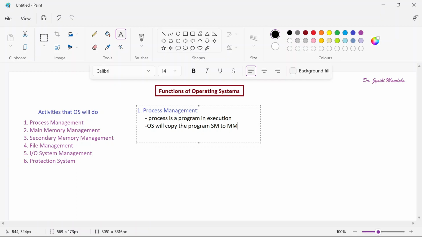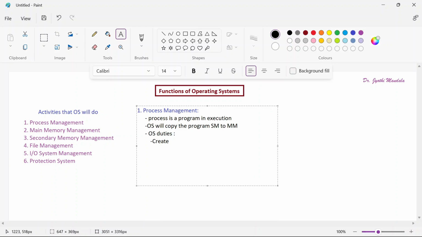Now while doing process management, the operating system does this first part, which is the first activity it has to do, copying things from the secondary memory to the main memory. Along with that, the operating system has to do some more duties. So what are the OS duties as part of process management? Here I will highlight, and you can all understand that. The first duty the OS has to do is it should create the process.